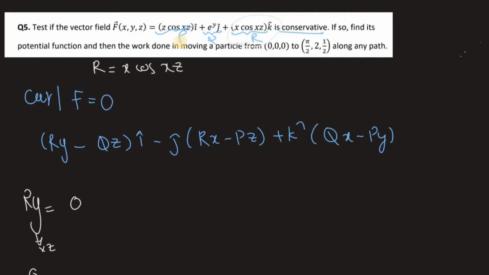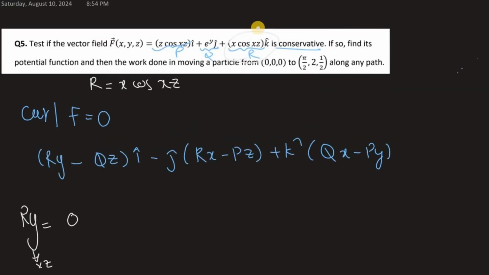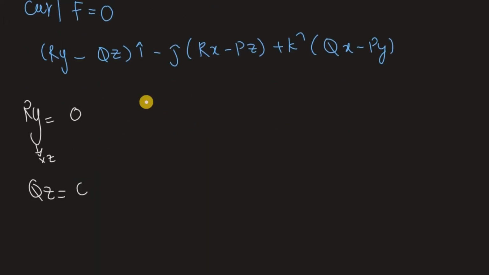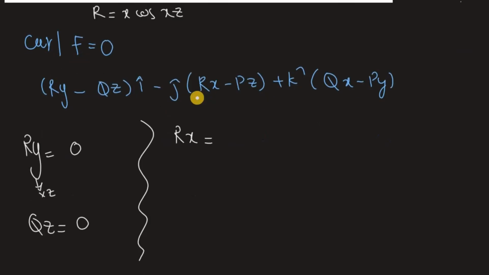Okay, so let's go ahead and check Q. So Q is this one, e to the power of Y, and we're differentiating with respect to Z. There's no Z over here, only Y, which means it's a constant. And what's the derivative of constant? It's 0. And now we have Rx, partial derivative of R with respect to X.